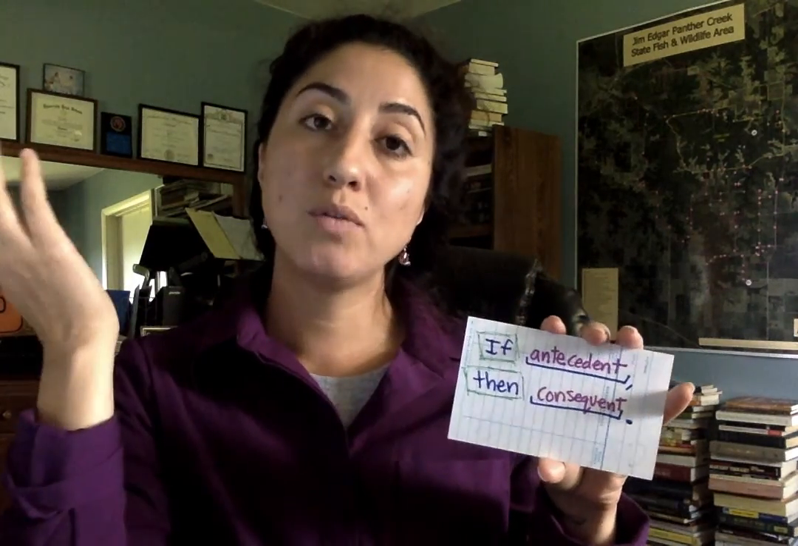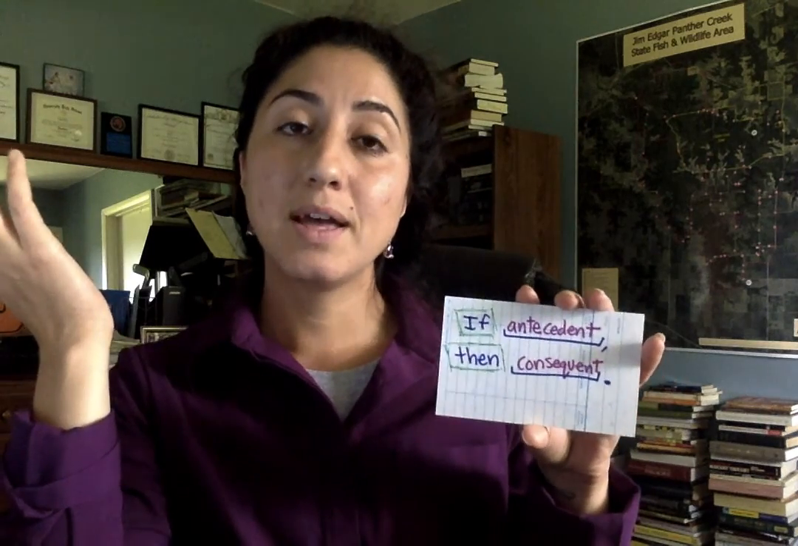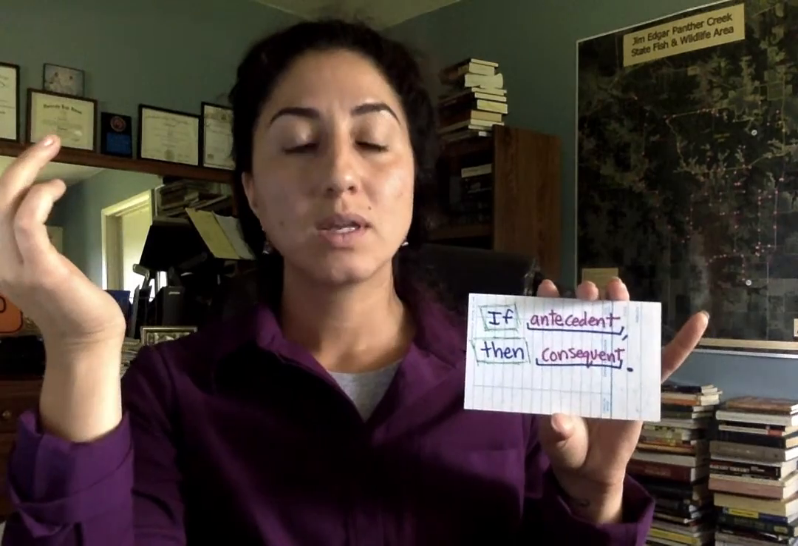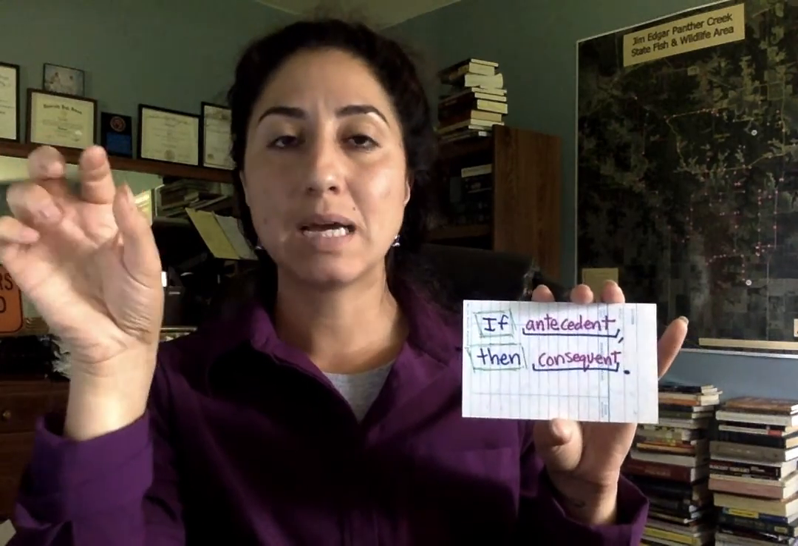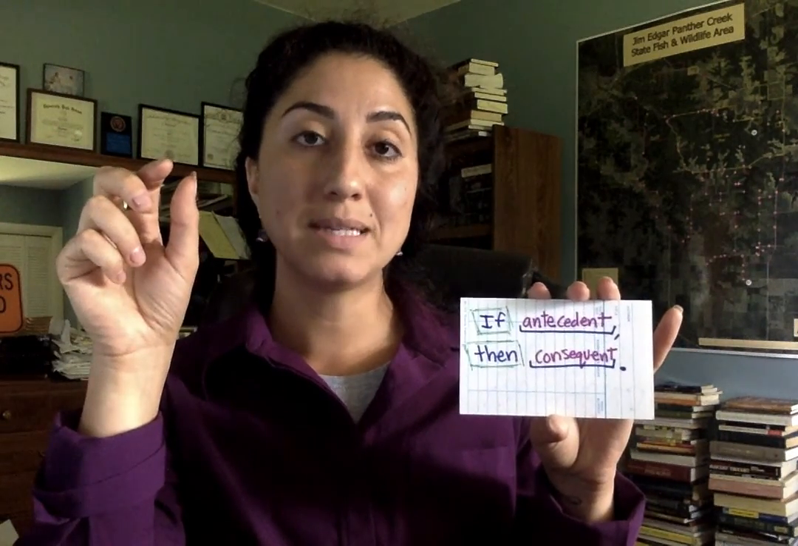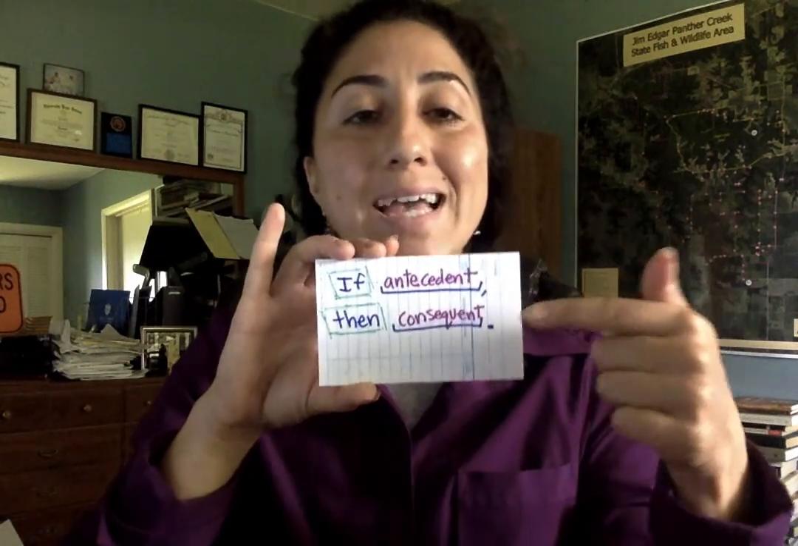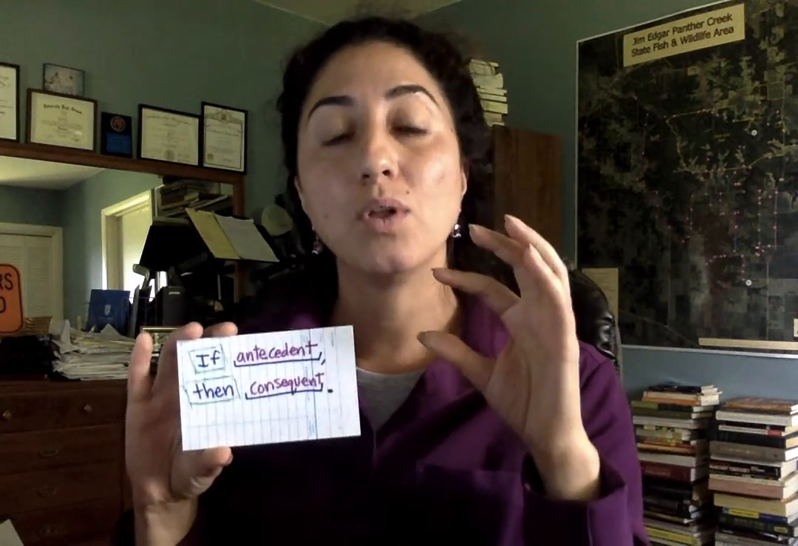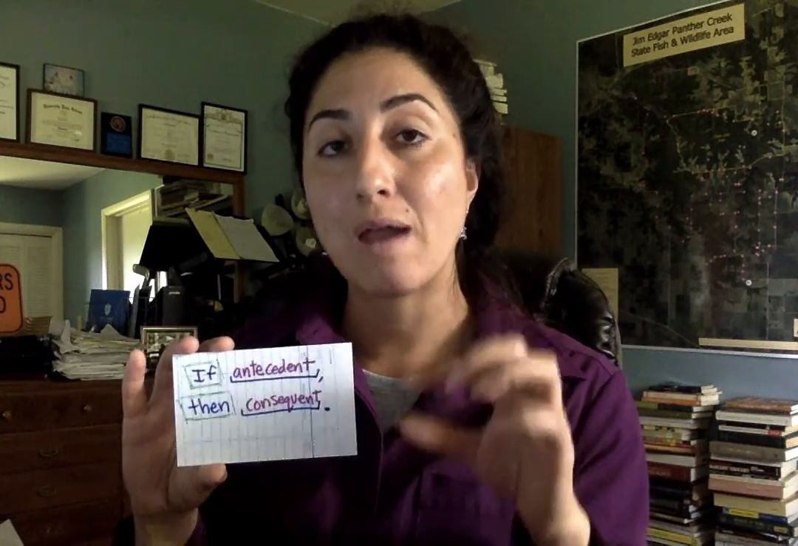If you want to know if something's a conditional statement, then you should look to see if you have these words, if and then. Of course, they don't always come that way. Sometimes one or both of them are missing and it's still a conditional statement. So the antecedent and the consequent are two parts that will both be there for every conditional statement.